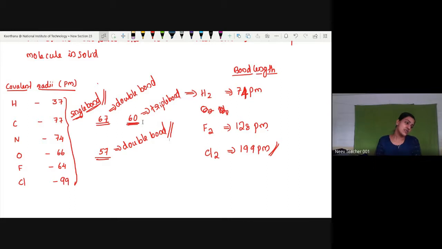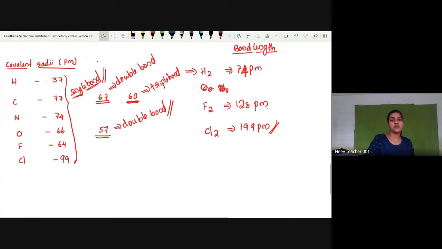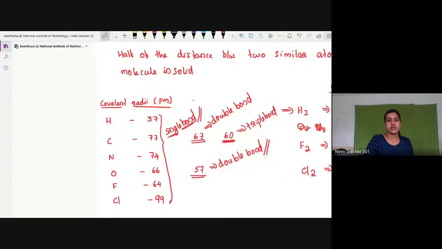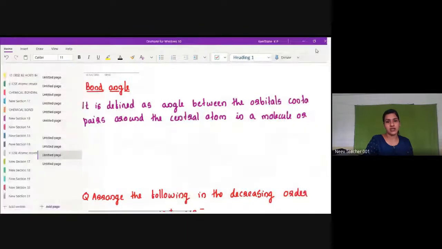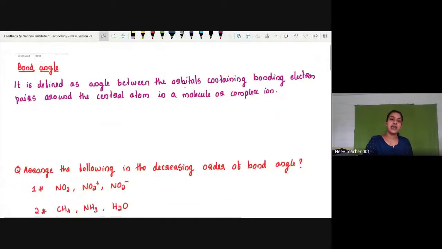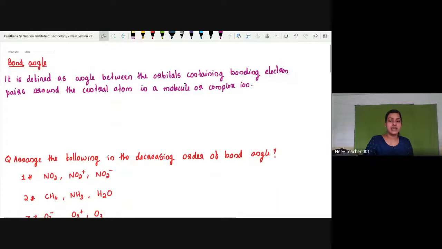Now, the other one is bond angle. Bond angle is the angle between two orbitals containing bond pairs, the angle between two orbitals containing electron pairs around the central atom in a molecule or complex ion. So that is the next thing we need to cover. What is a bond angle? It is defined as the angle between the orbitals containing bonding electron pairs around the central atom in a molecule or complex ion.